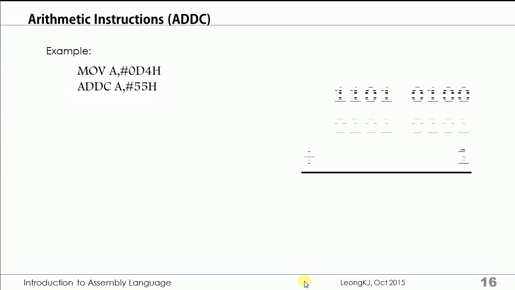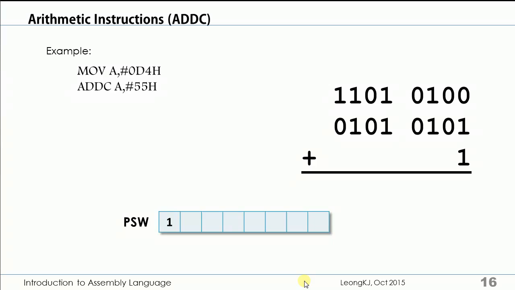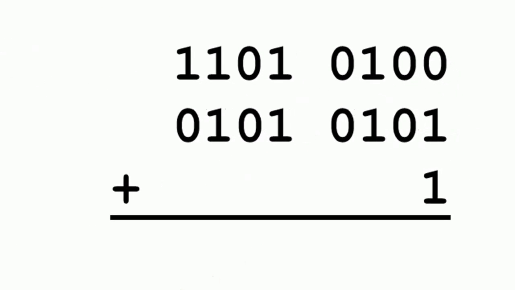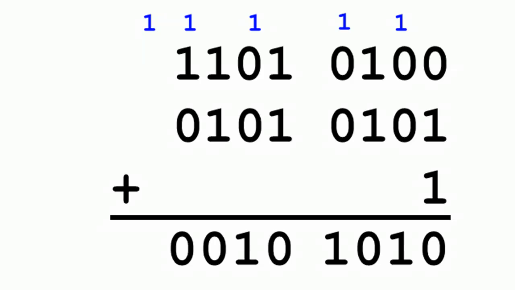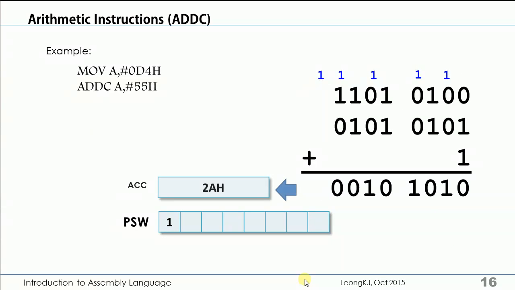Let's try this example. Assume the carry flag is currently 1. Let's go through the addition. 0, 1, 1 gave 0 carry 1. 1, 0, 0 gave 1 with no carry. 1 add 1 results in 0 with carry. 1, 0, 0 gave 1 with no carry. 1 adds 1 gives 0 carry 1. 1, 0, 0 give 1 with no carry. 1 adds 1 results in 0 carry 1. 1, 1, 0 give 0 carry 1. The result is 2A hex and is stored in the accumulator. The carry 1 will be stored in the carry flag.